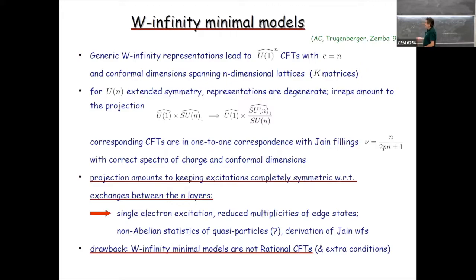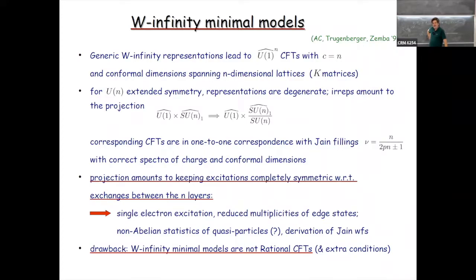So in so doing, I get very close to the Jain states. I also provided a derivation of the Jain wave function, but it's not the complete story, I would say. The problem is that when I do this construction, what I end up with is not a rational conformal field theory. And so that's getting into the limit of conformal field theory technology. The answer is that you found this using the W infinity algebra.